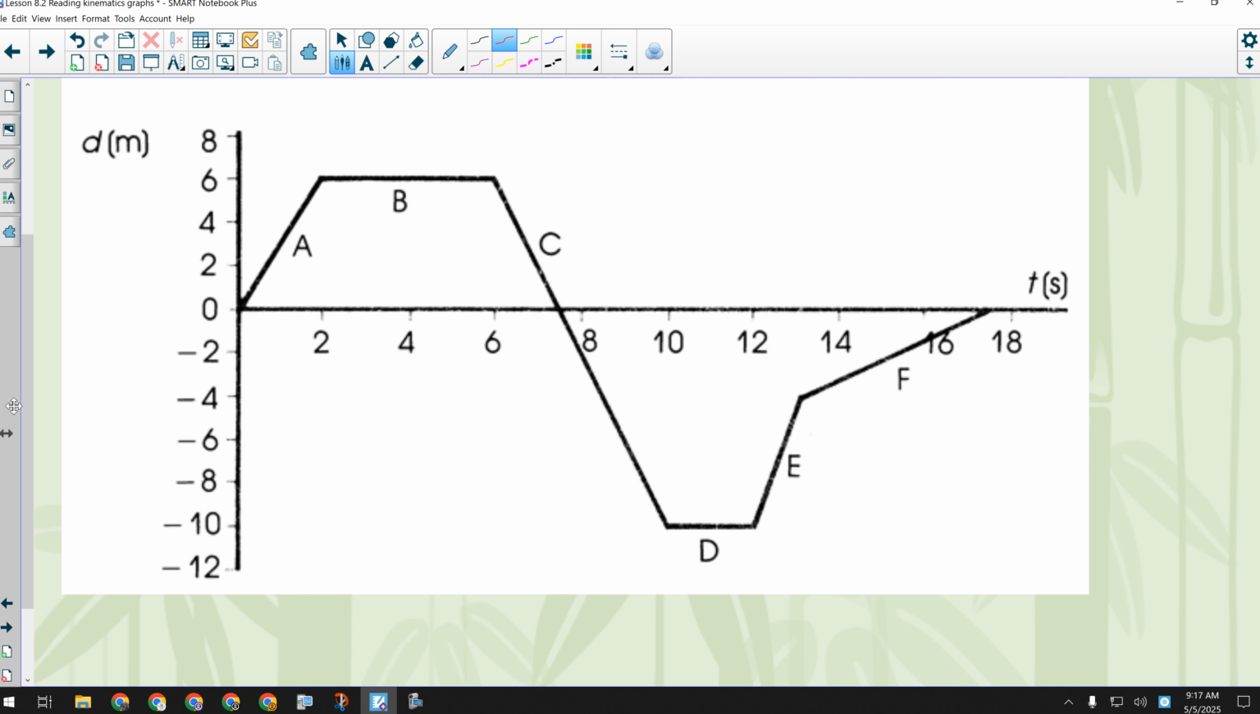Not moving, right. Okay, what's going on in part C? Going backwards. Does it go past where it started? It does. What's going on in part D? Not moving. What about E? It's going up. Is it moving forwards again? Is it still behind where it started? Yes. Where is the object going faster? E or F?